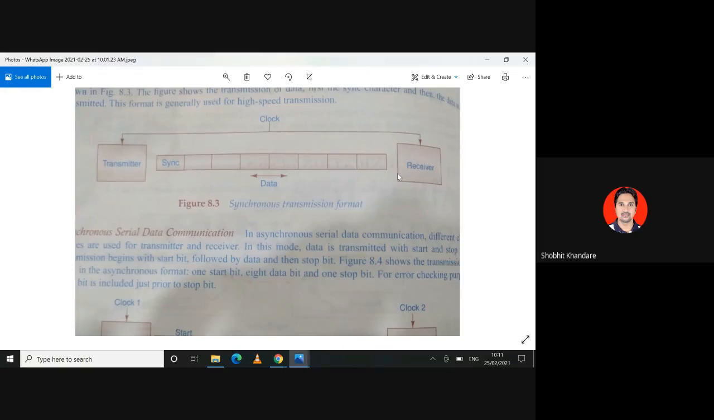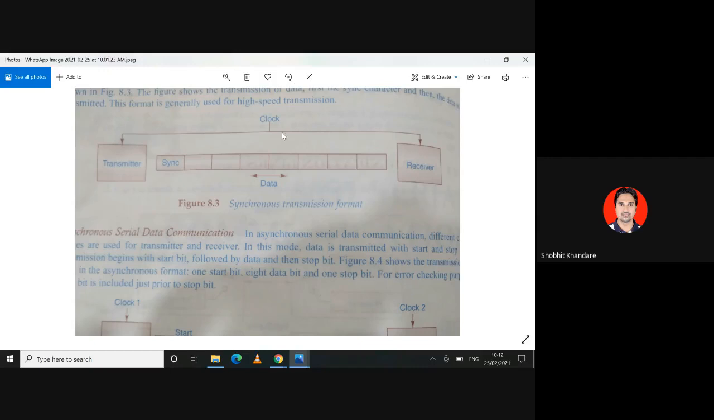Whenever you are transmitting data, here I have taken an example of 7 bits of data which I need to transmit. Along with the transmission, there is one more bit which is sent, called a synchronization bit, or synchronization character, or sync character. So along with my 7 bits, I am also transmitting one more bit, that is a sync character. This sync character also plays an important role in achieving synchronization between the transmitter and the receiver.